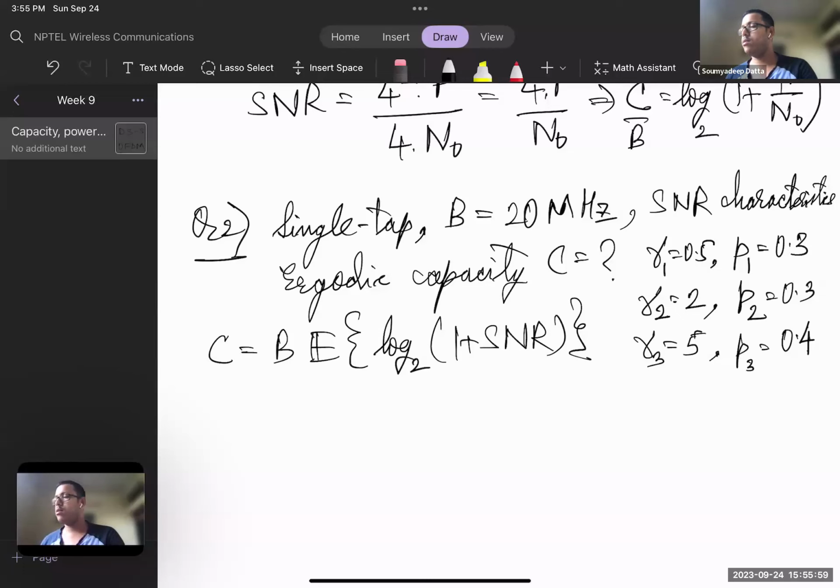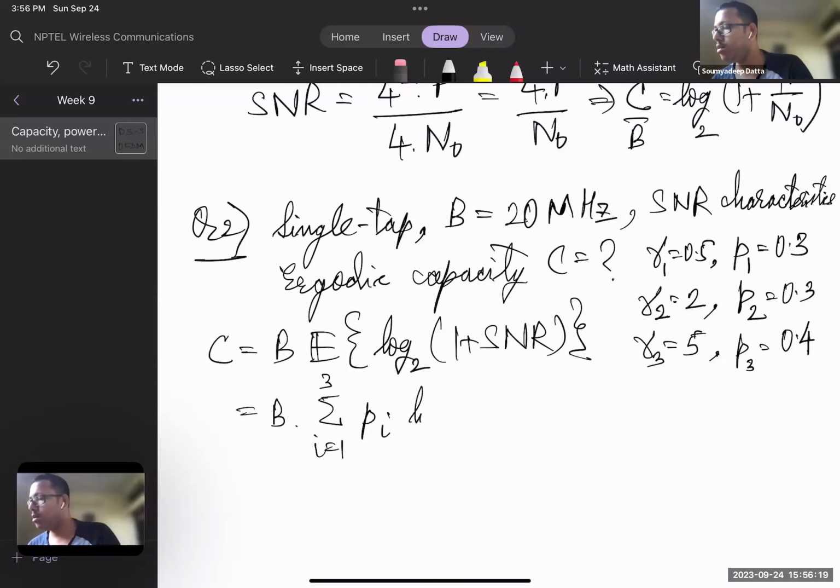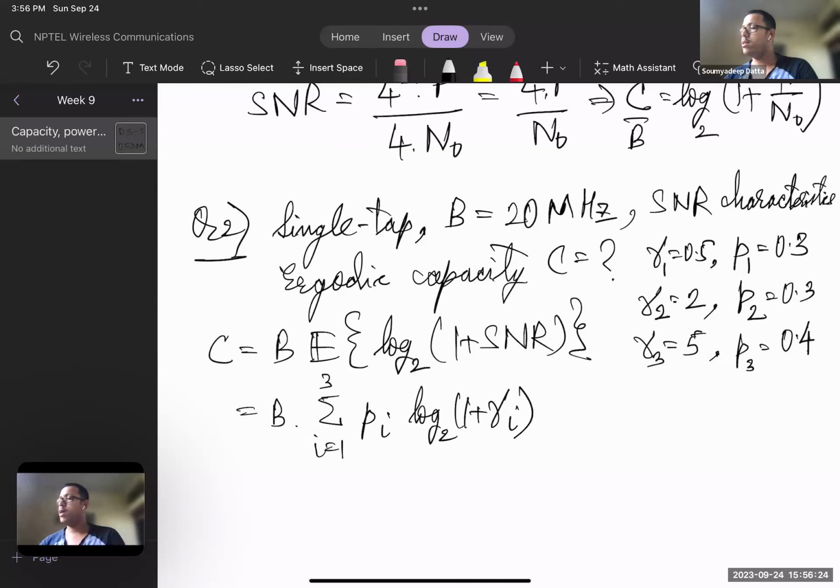This is a very mechanical question. So this will be B times summation over all of these three possible SNRs, i equal to 1 to 3. You will take the expectation, which means you take the value, multiply it with the probability, and add it up. It will be P_i log of 1 plus gamma_i. P_i's are known, gamma_i's are known, and you know B. So you can just calculate and tell me the answer.